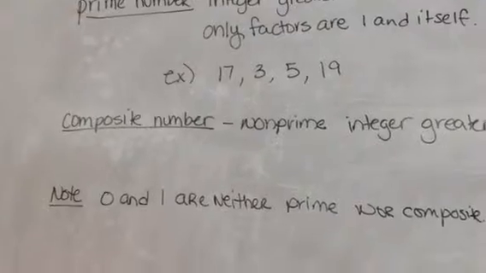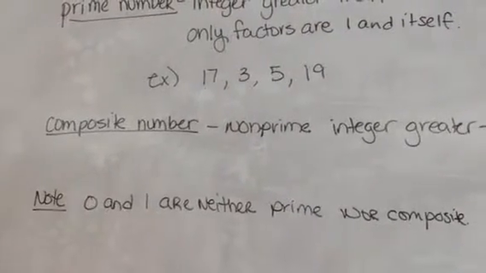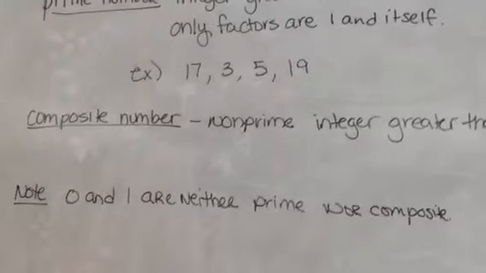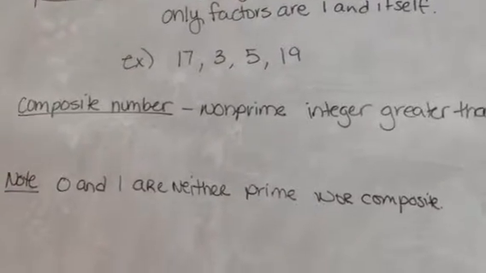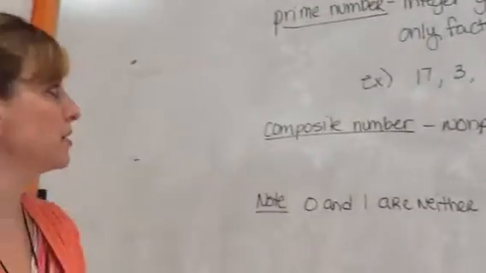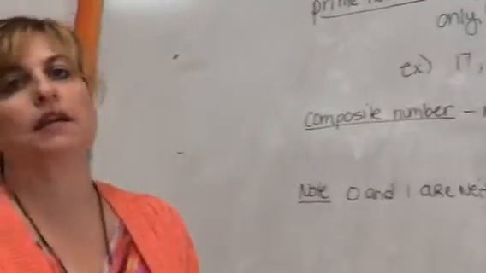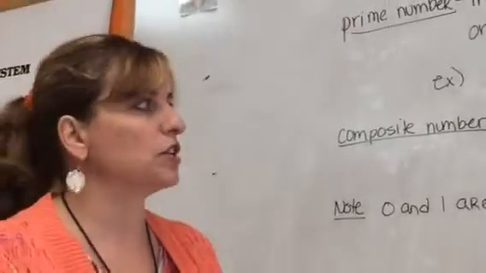Remember that factors of a number are, let's say you have the number 5. What numbers multiplied together get 5? 1 and 5 are its factors. Whereas a composite number is a non-prime integer greater than 1. So it's non-prime, so that's going to mean that it's going to have more factors than just 1.